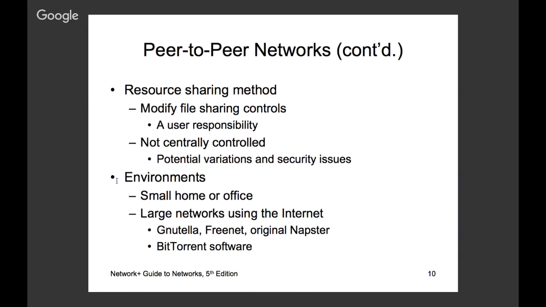Large networks that are peer-to-peer you might have heard of: Gnutella, Freenet, Napster, and BitTorrent. BitTorrent is probably the most popular today, and most companies use BitTorrent to download files. Microsoft uses BitTorrent, Apple uses BitTorrent, Dell, HP. So when you go to download a file from those sites, you're using a BitTorrent connection to download.